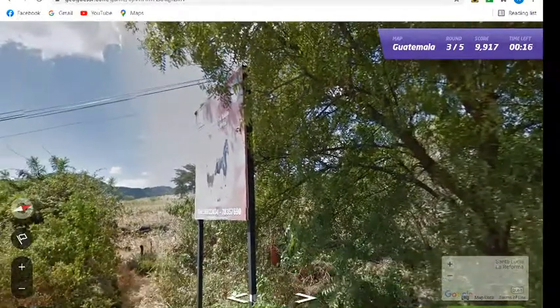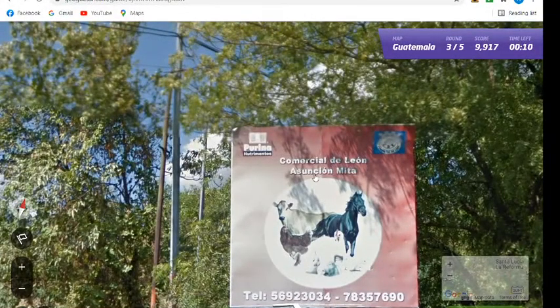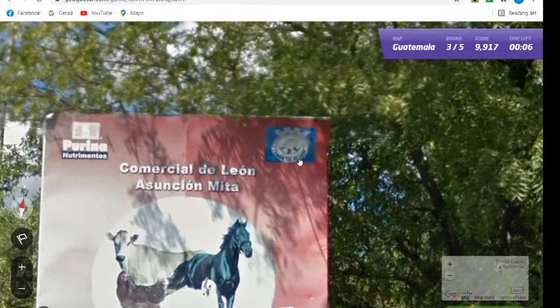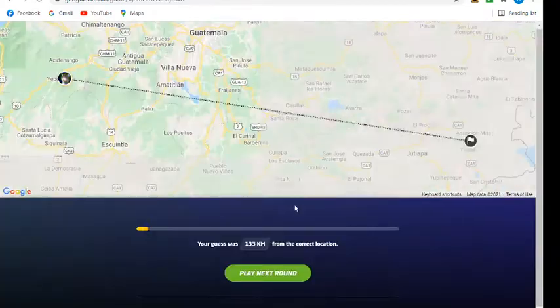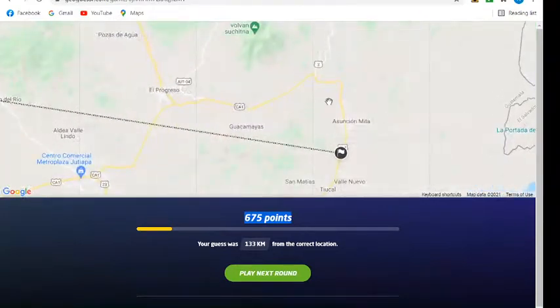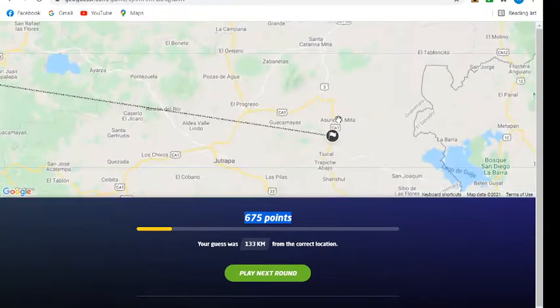Wait, I thought that said Ciudad Mita on it. No, Comercial de Leon, Asuncion Mita, which I think also is... Here's something, Comercial de Leon looks like it is on the... okay. Yeah, so there we did get the name. Asuncion Mita is where we were. Okay.